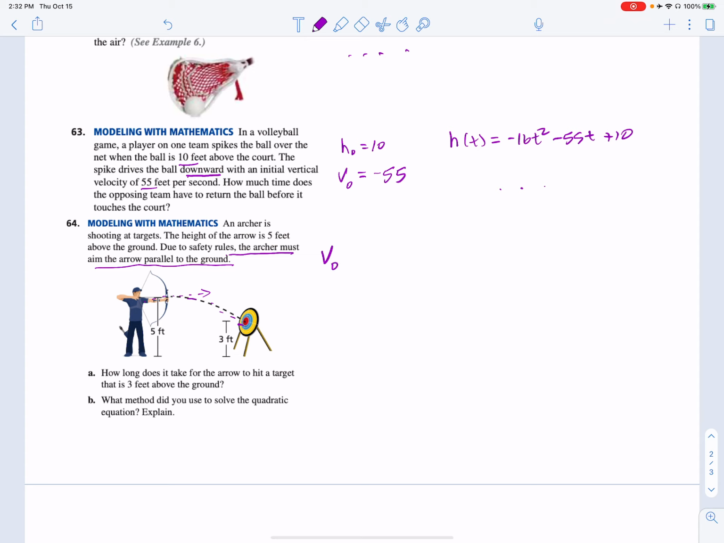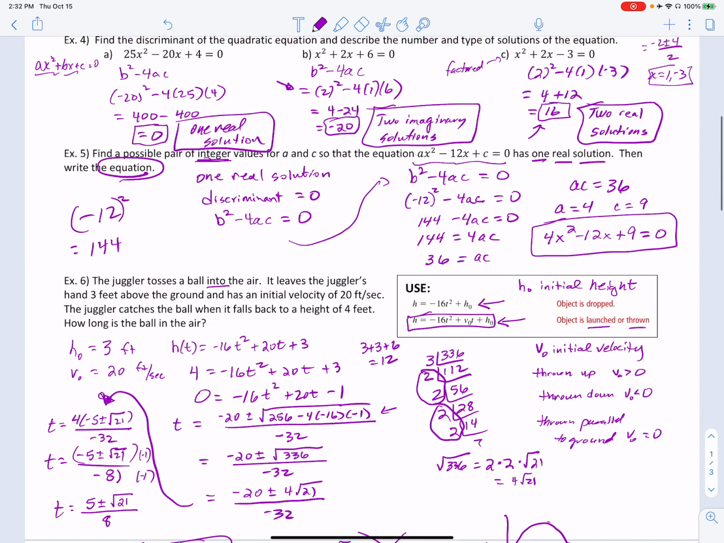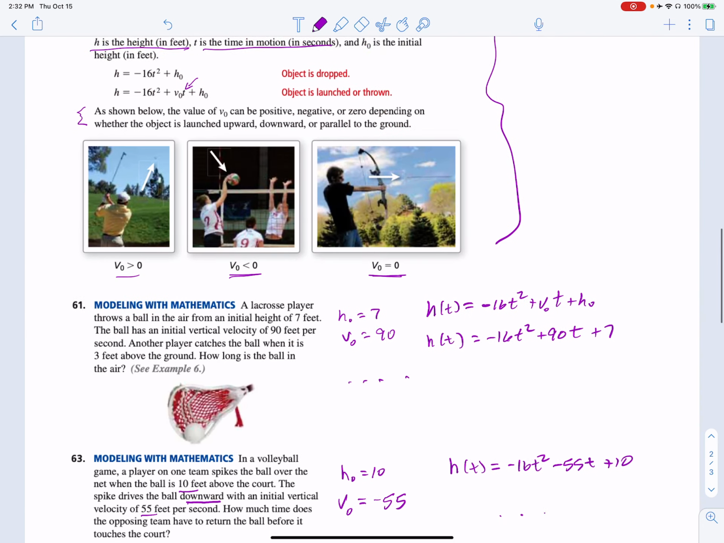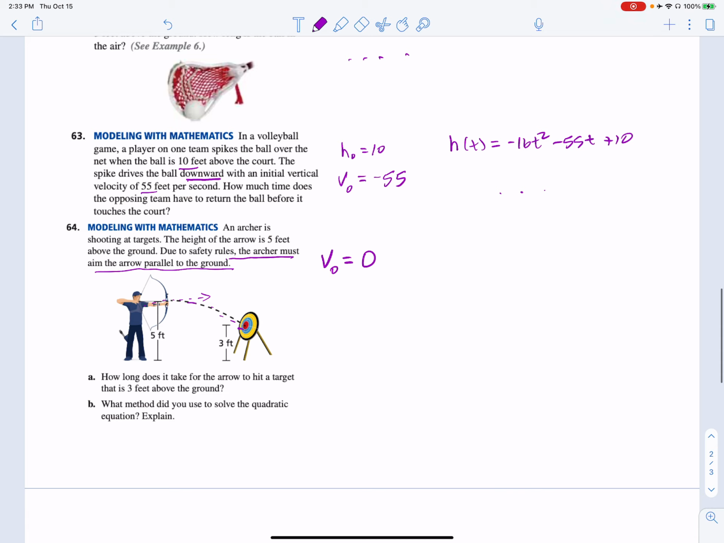And so in this case, because that's true, your initial velocity is 0. And when your initial velocity is 0, that really goes to this top equation, h equals negative 16t squared plus h naught, because velocity is 0. Now, if you put that into the bottom one, it'll end up with that top equation. But then you're just going to be using h of t equals negative 16t squared plus your initial height, and you can work that out for yourself and work it from there.